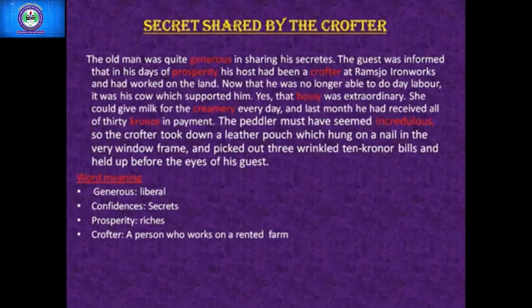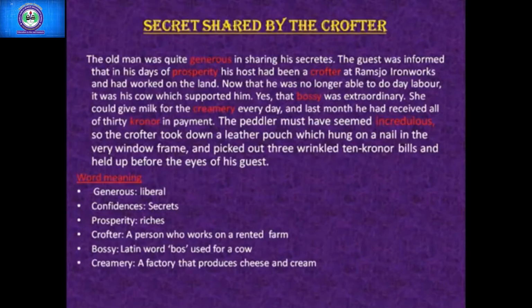Now that he was no longer able to do labor, it was his cow which supported him. So now he had a cow. In Sweden, the cows are called Bossy. So his cow was extraordinary, who could give milk for the creamery. Creamery is what you call your dairy, a factory that produces cheese and cream.